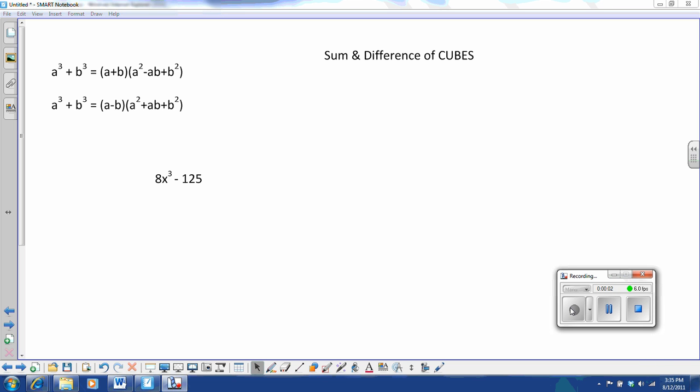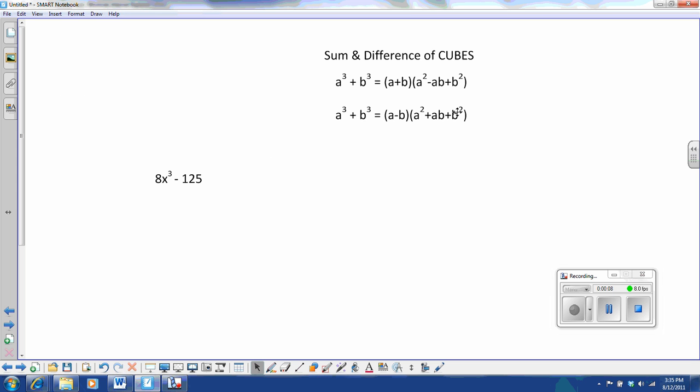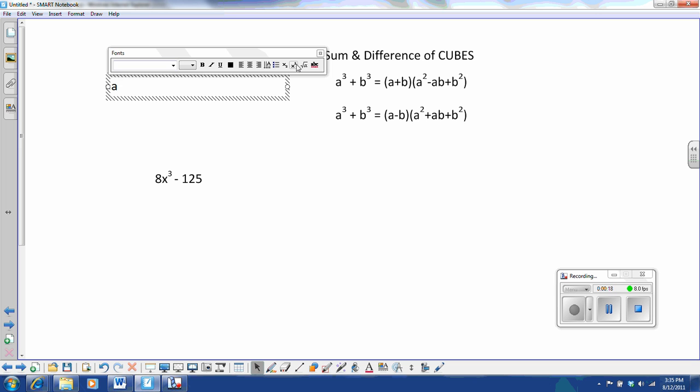Okay, in this video I want to review with you how to factor sums and differences of cubes. First of all, these are the two formulas for the factoring of a sum and difference of cubes. Now, they look kind of crazy, but remember, you know how to factor a difference of squares. And it's basically the same process as factoring a difference of squares. Difference of squares is when you have two terms that are both squares and they're being subtracted from each other.